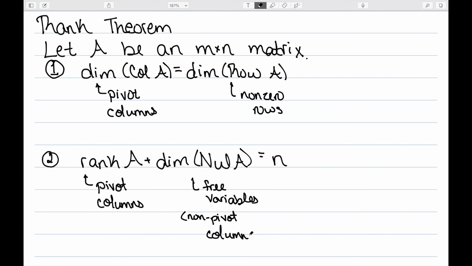And so when we think this through, we have the number of pivot columns plus the number of non-pivot columns has to equal all of the columns, since every column will either contain a pivot or not contain a pivot.